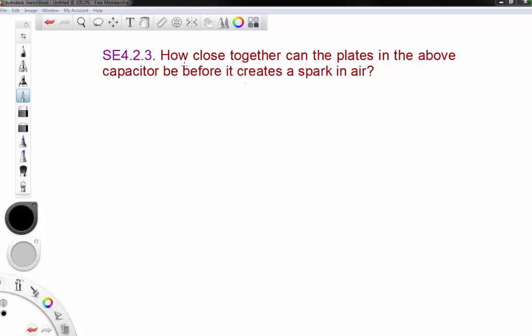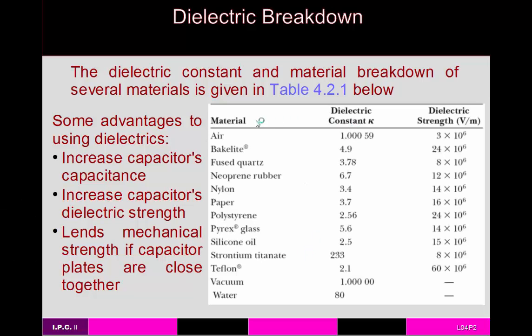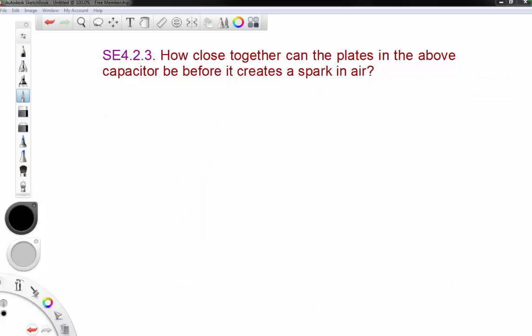Okay, so now we ask, how close together can the plates of this capacitor be before it creates a spark in air? Given, again, that this is the above capacitor, so given that there is 10 volts as a potential drop from one plate to the other. So we need to pull this table back up, and you see that the dielectric strength is 3 times 10 to the 6 volts per meter for air. So we sometimes call that E max because it's the maximum electric field that we can sustain before dielectric breakdown occurs. So 3 times 10 to the 6.